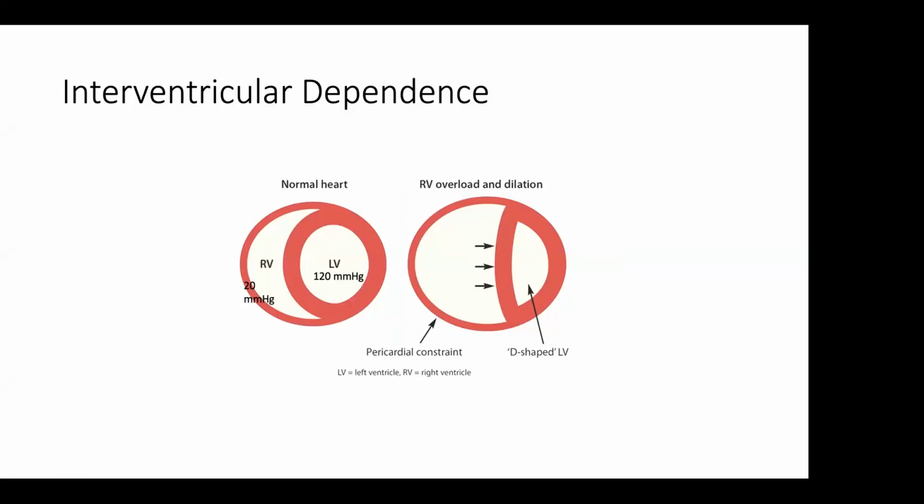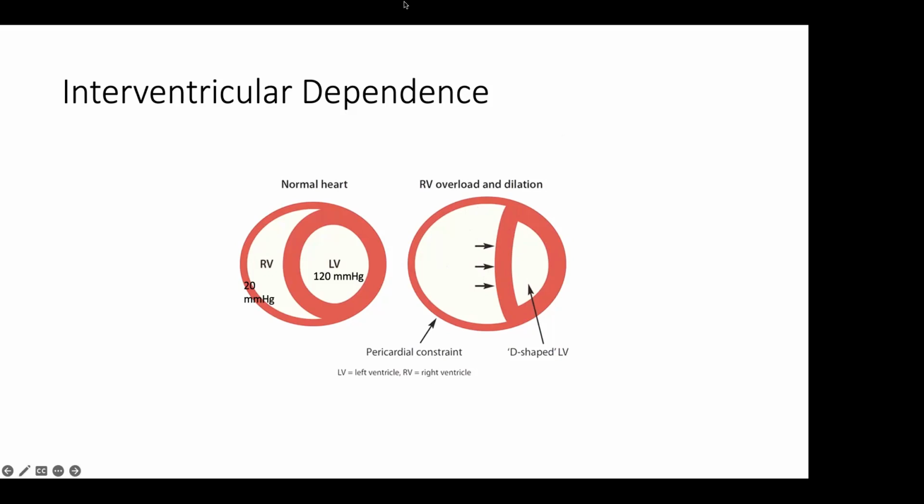And then there's this thing called interventricular dependence, which is a very important topic. The right side of the heart and the left side of the heart really share a finite space, namely the pericardium. Because the pericardium is a finite space, when you have an increased volume or pressure on the right ventricle, the only way for the right ventricle to accommodate this is by pushing on the septum that it shares between the right ventricle and the left ventricle. So as you can see, the septum becomes a flat shape, and sometimes we call this a D-shaped left ventricle.